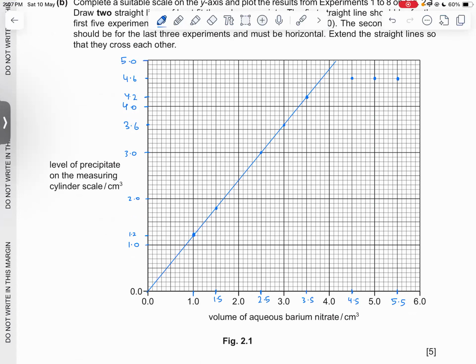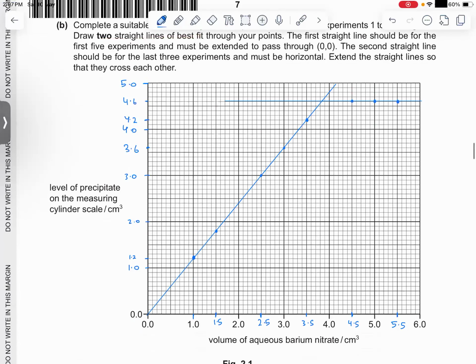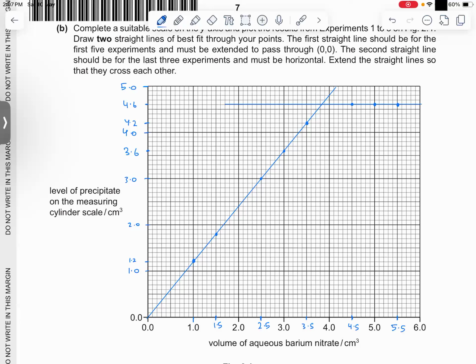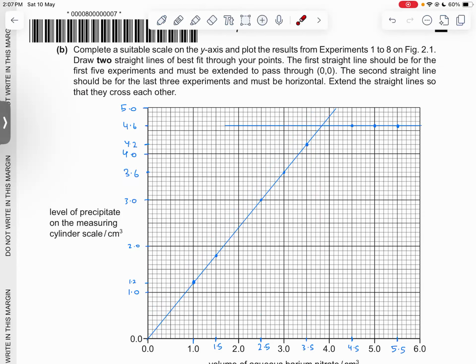All right, so we've drawn the straight line, and the second straight line is going to be through the 3 points. They are basically going to tell us that this graph is going to help us identify the volume of barium sulfate which was actually required, and what is the volume of barium sulfate after which everything is in excess. All right, so that is basically it.